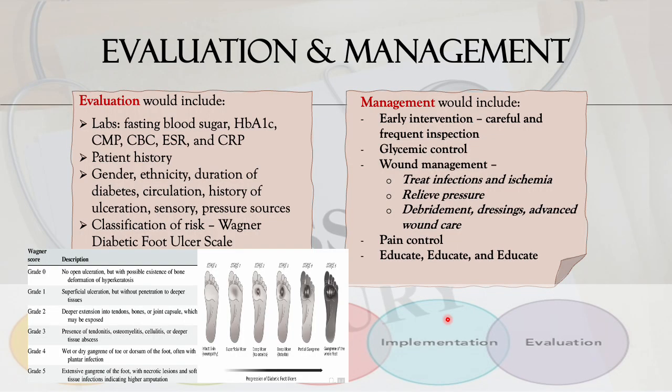Evaluation and management. Evaluation would include getting labs, such as fasting blood sugar, HbA1c, CMP, CBC, ESR, and CRP. Getting the patient's complete history: their gender, ethnicity, duration of diabetes, circulation, history of ulceration, sensory, and pressure sources. Then classifying the diabetic ulcer using a standard classification system such as the Wagner Diabetic Foot Ulcer Scale.